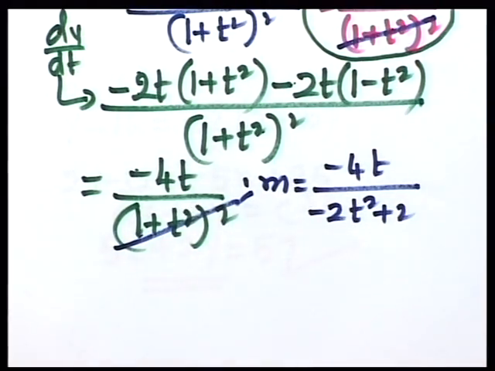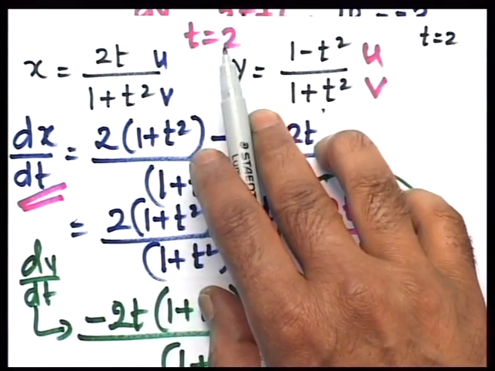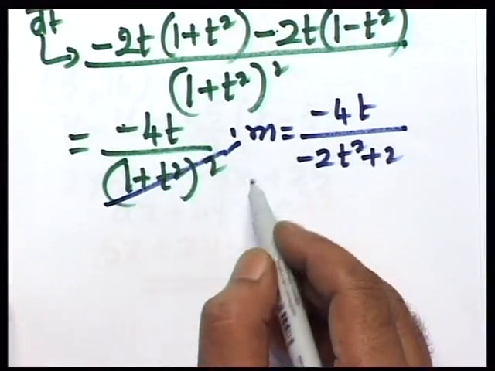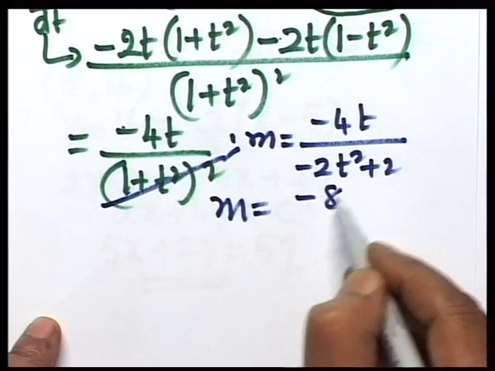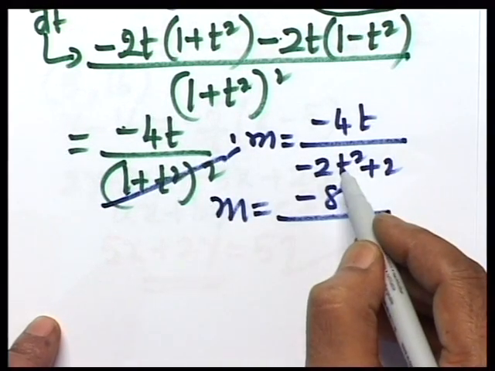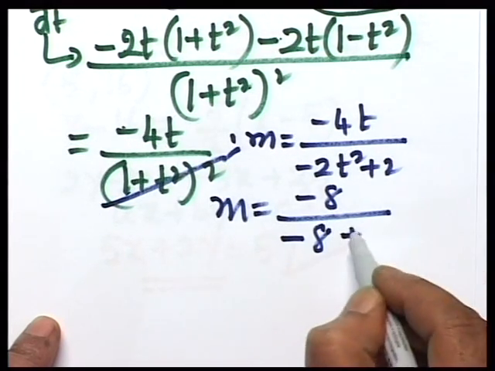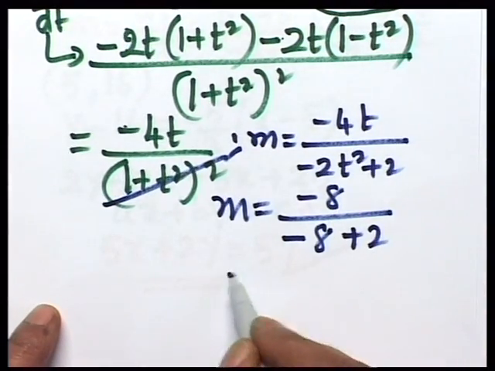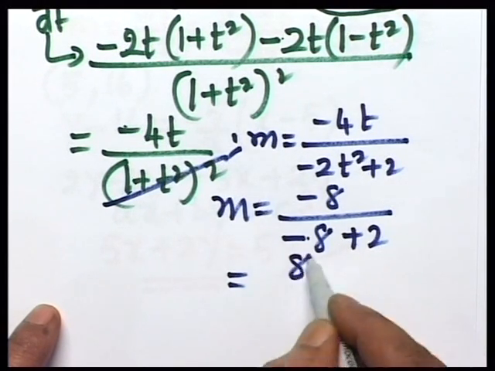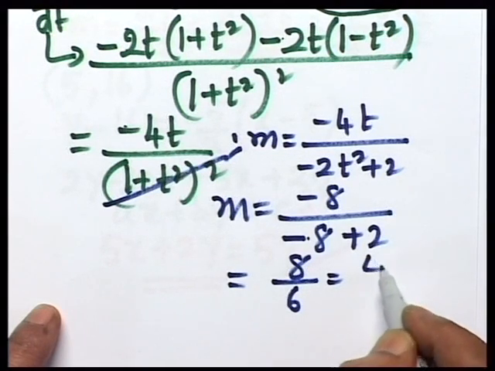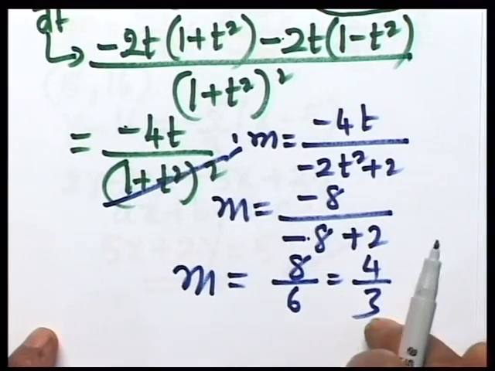We know that the gradient we can find if you put t as 2. So just right there, m equals minus 4 times 2, minus 8, divided by 2 squared, 4 times minus 2, minus 8, and plus 2. The answer now comes down to minus 6, right? Minus cancelled. 8 divided by 6, which will be 4 divided by 3. That's the gradient of the tangent, right?